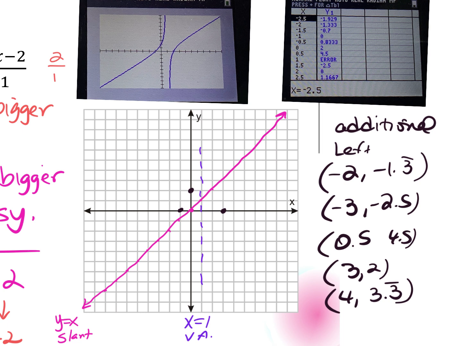I put this in the wrong spot. Let me move this one over. This should be 2, 0 because the ordered pair is 3, 2. And then I said 4, 1, 2, 3, 4, and then 3.3. So again, as you can see, it's going to start skimming along this slant asymptote and the vertical. And then the same thing's going to happen over here.